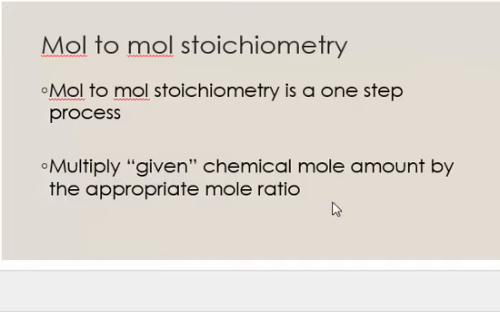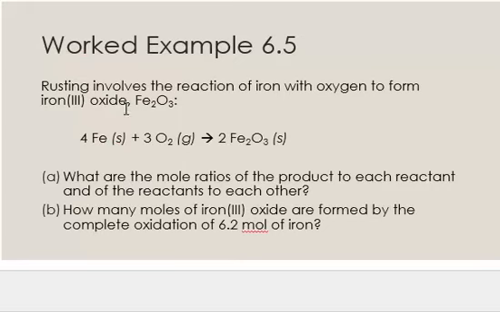Remember that the given chemical will be in the denominator of the mole ratio with the coefficient from the balanced chemical equation. The desired chemical will be in the numerator of the mole ratio with the coefficient from the balanced chemical equation. Let's look at worked example 6.5.